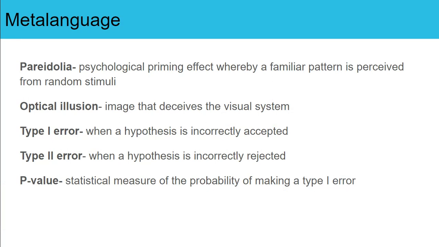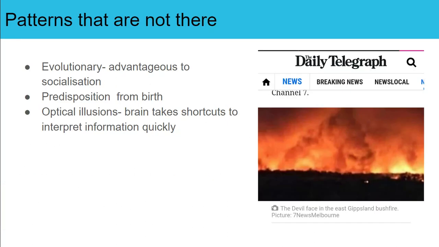The two errors we're going to look at today: a type 1 error is where a hypothesis is incorrectly accepted, and a type 2 error is when a hypothesis is incorrectly rejected. And the p value, like I mentioned before, is a statistical measure of the probability of making a type 1 error, where we would incorrectly accept a hypothesis. So, patterns that are not there.